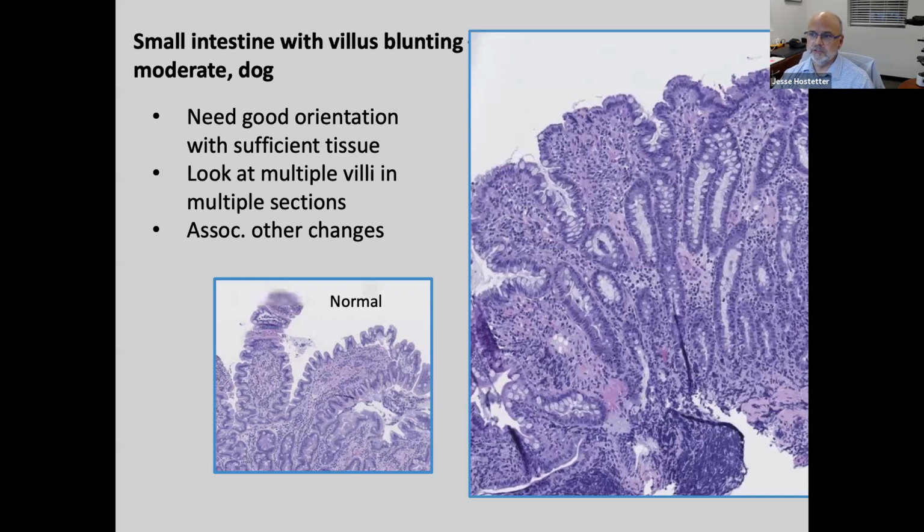for being able to identify villus blunting. It has to be a good section. It has to go from the tip of the villus all the way down to the base of the crypt, and it has to have multiple villi there. That's the only way we're going to be able to make any kind of judgment on villus blunting.